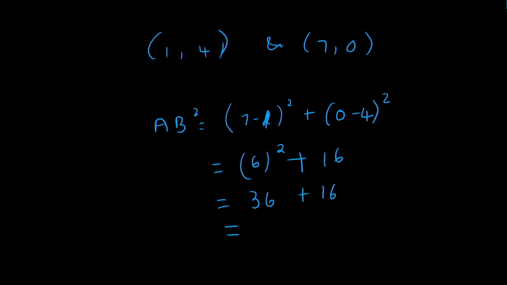And then we could add that together. Let's see what we get. 6 and 6 is 12, carry 1. 1 plus 1 is 2. 2 plus 3 is 5. So AB squared is equal to 52. So therefore, if we then find the length of AB by taking the square root, we'd get AB is equal to the square root of 52. And then your radius would be equal to the square root of 52 divided by 2.